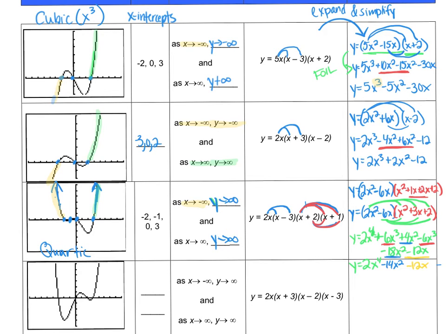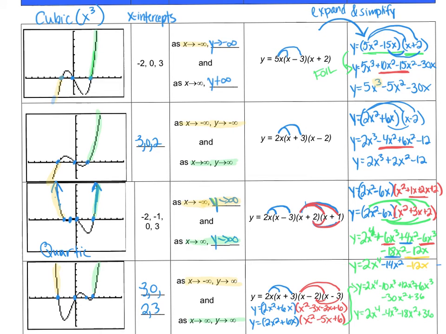So you should go ahead and pause the video and try to work through the next example, filling out all of the boxes. Okay, so there's the solution for the next one.